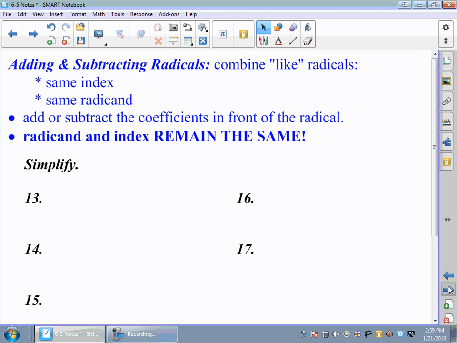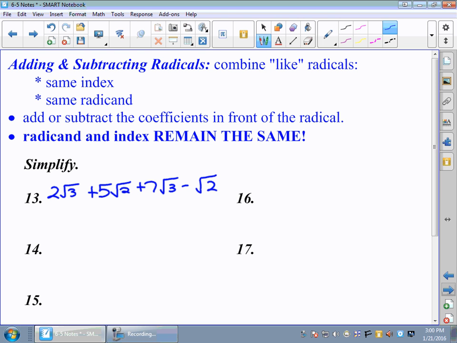Next thing we need to do is add or subtract. That's where they have to be the like things. So you're just putting them in piles. You just add or subtract a number on the outside. Same radicand, same index. So I'm just going to write down a few. We probably won't do all of these. But let's just try 2 square root 3 plus 5 root 2 plus 7 root 3 minus root 2. Just easier to write them down than to type them.